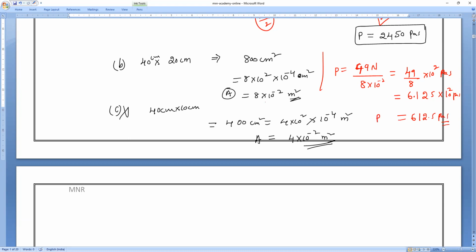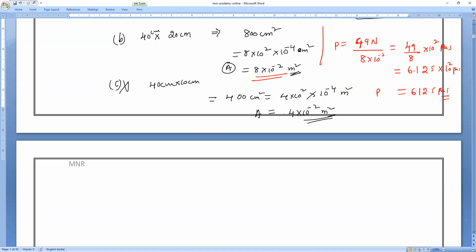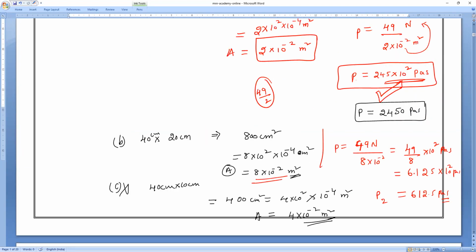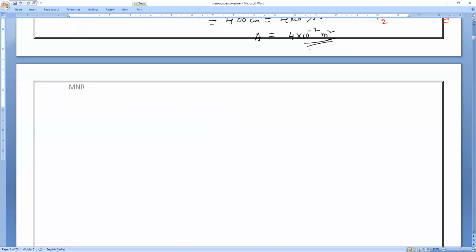Now see, area increases. So does pressure decrease or increase? Decreases. Understand? This is the second case. Let me call this the pressure in the first case, and the pressure in the second case. Now I will explain the pressure in the third case.